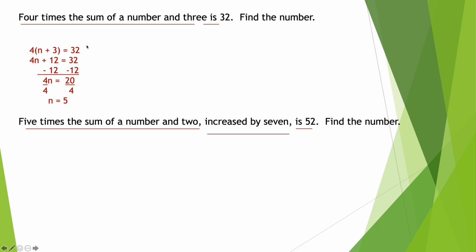Times 4 is 32. To solve it, you just distribute the 4. 4n plus 12 is 32. Very routine here. Minus the 12 from both sides. 4n is 20, divided by 4. n is equal to 5. That, folks, is the correct number. Let's do stop and start on the next one. Go ahead.